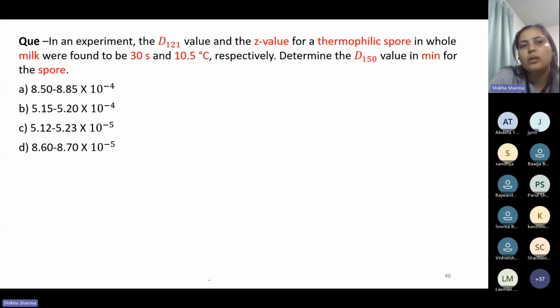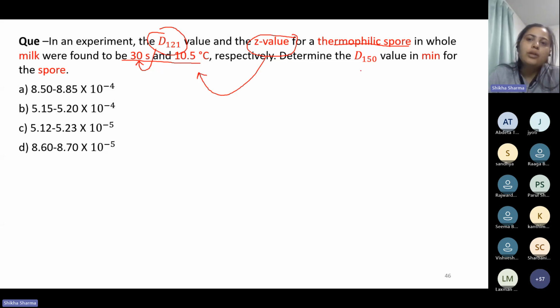So the next question is again about the Z value, and it takes the D value into account. In an experiment, the D value at 121 degrees Celsius of a thermophilic spore in whole milk was found to be 30 seconds, and the Z value is 10.5 degrees Celsius. We need to determine the D value at a temperature of 150 degrees Celsius, and the value should be in minutes for these spores.